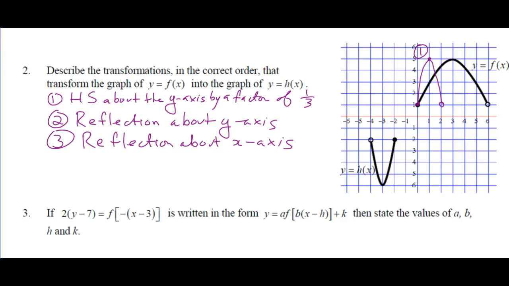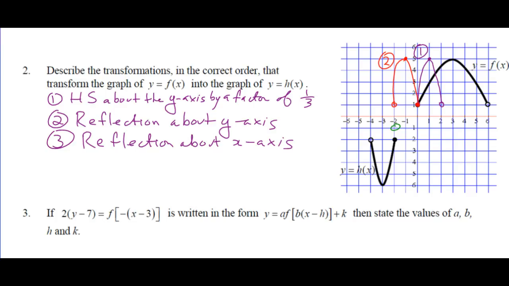Now, use a different color. So number 2, I'm now going to reflect this about the y-axis. So this point goes where? Stays the same. This ends up over here, and the open dot ends up here. So that's 2. Okay. Now, it's reflected about the x-axis. So this is 1 up. It's now going to be 1 down, and it's an open dot.